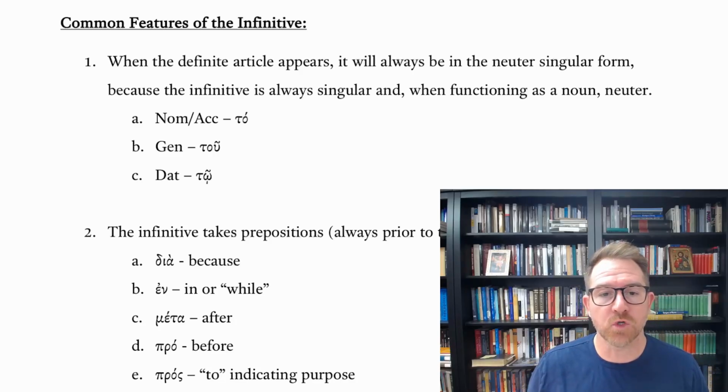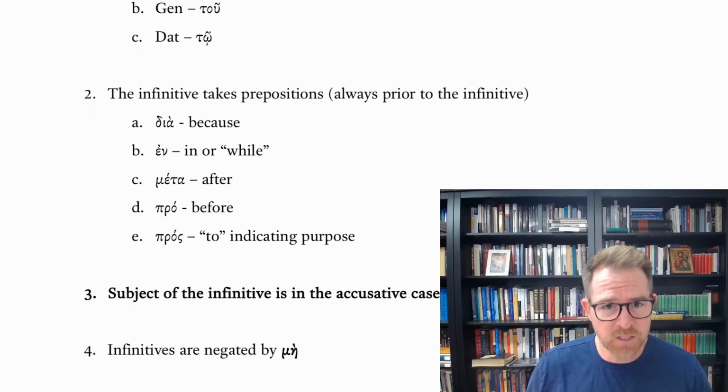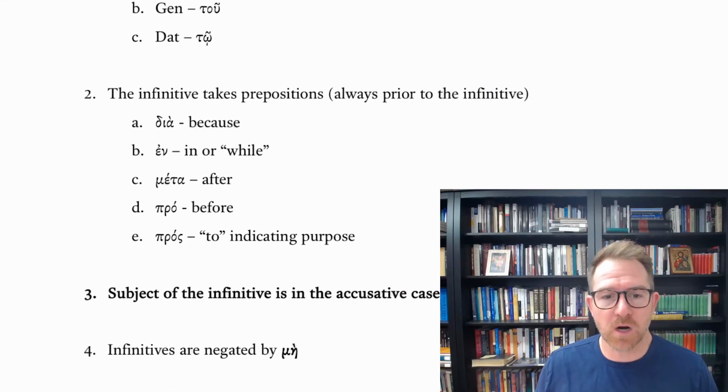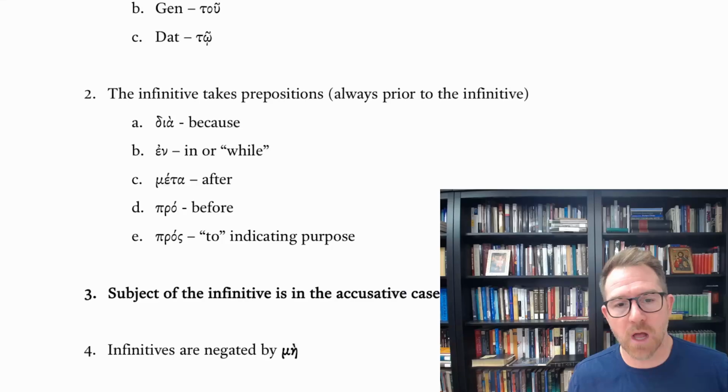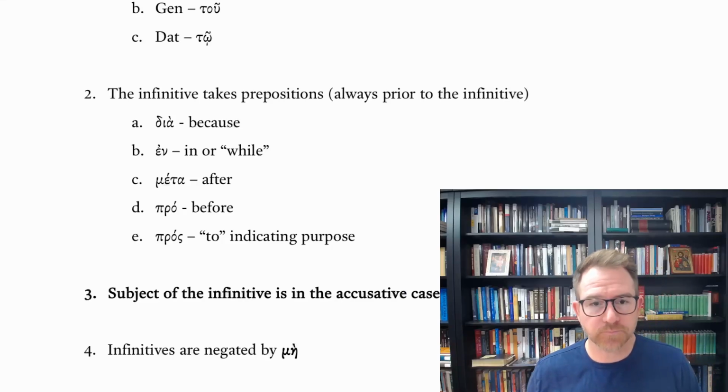So to, tou, to. The infinitive takes prepositions, so dia, en, meta, pro, pros. Dia, because; en, in or while; meta, after; pro, before; pros, to. These are always going to be in front of the infinitive, prior to the infinitive.